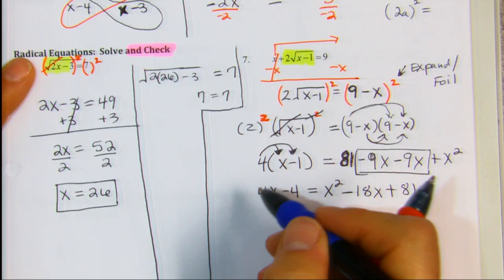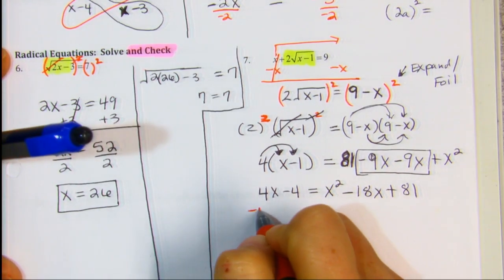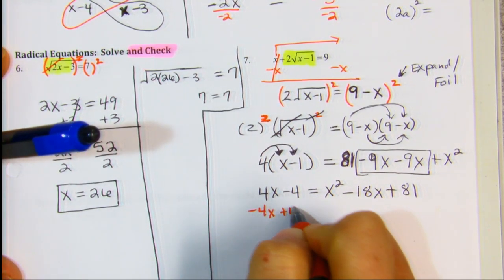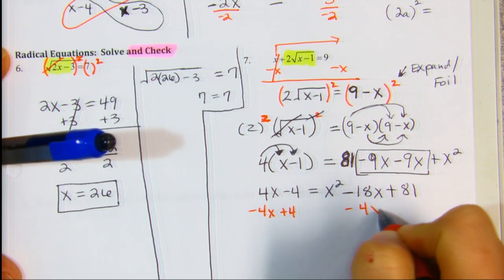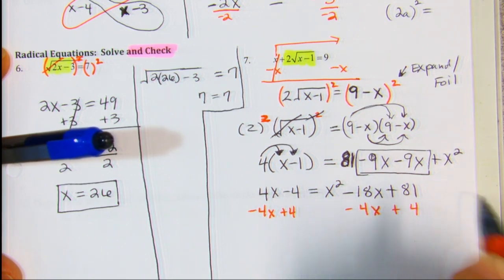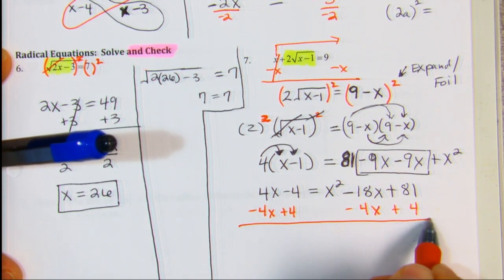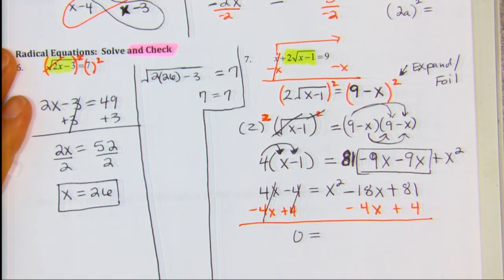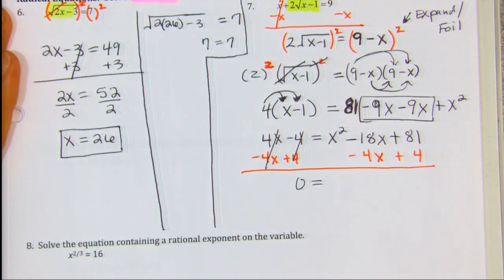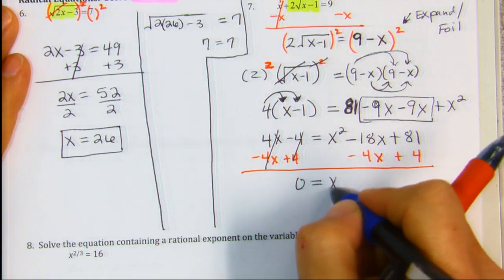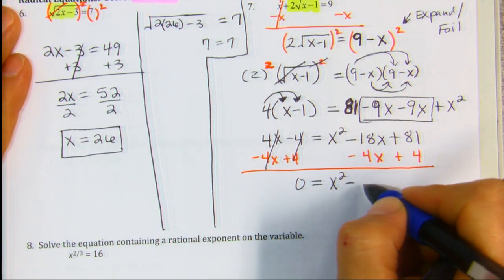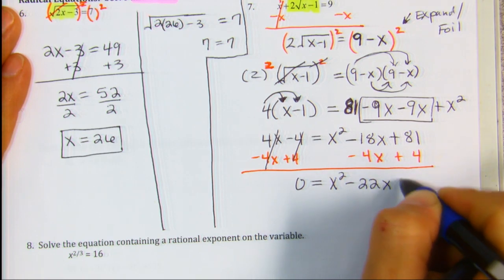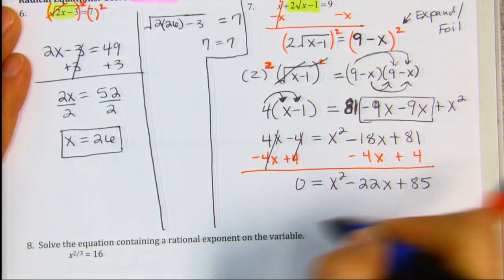Okay, so I'm trying to get everything on the same side, so I'm going to subtract 4x and add 4 with its like terms on the other side, so that these will zero out, so one side equals 0. And then I have x squared minus 22x plus 85.